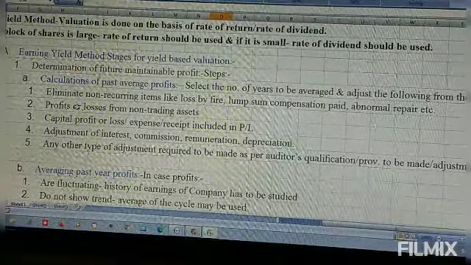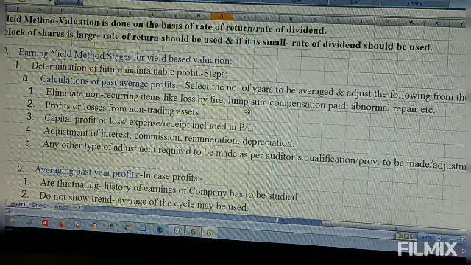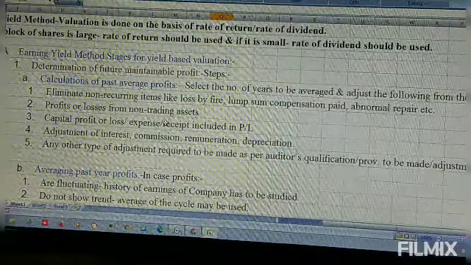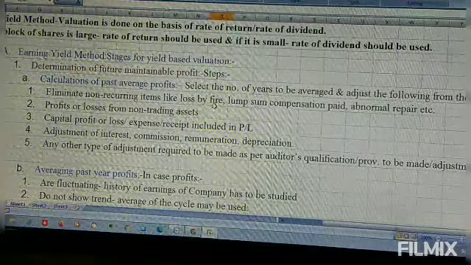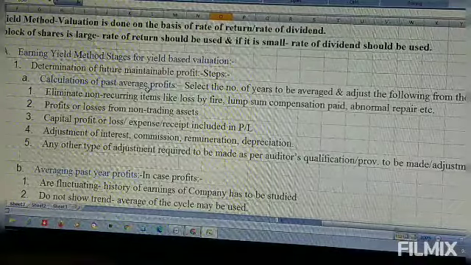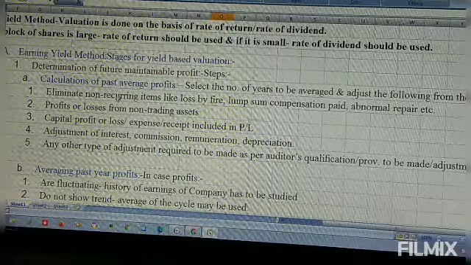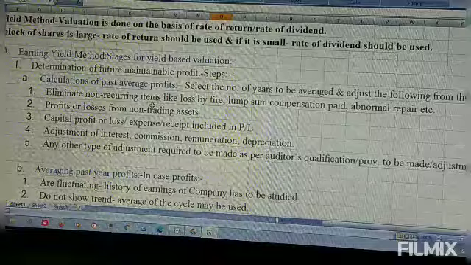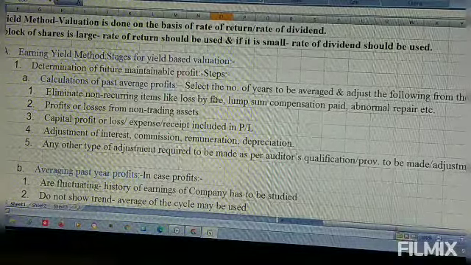First we have to eliminate non-recurring items like loss by fire, lump sum compensation paid, abnormal repair, etc. Non-recurring items, because every time a fire will not take place. Non-recurring means it doesn't take place very often. Loss by fire takes place rarely. That's why that should not be taken.